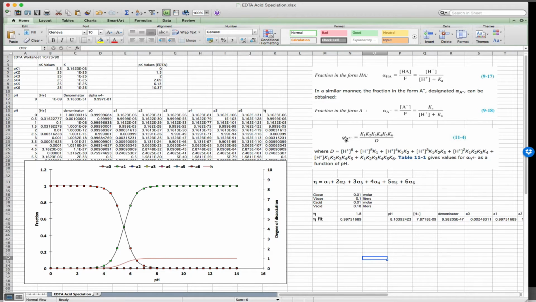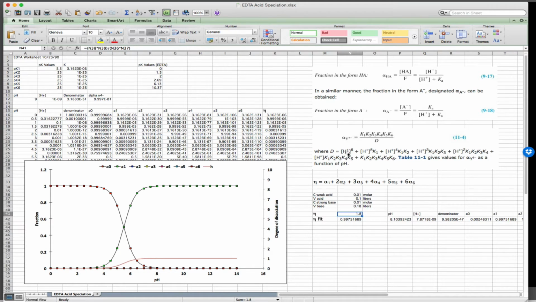And the numerator for these alphas, and this would be the alpha for the fully dissociated form of EDTA, so this would be the 6th fractional species, is K1, K2, K3, K4, K5, K6. And the first species would be H plus to the 6th over D. The second species would be H plus to the 5th over D. The third one would be H plus to the 4th, K1, K2 over D, etc., all the way out.